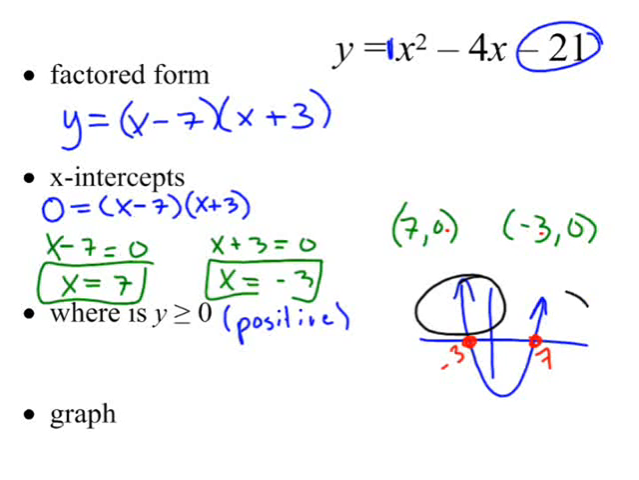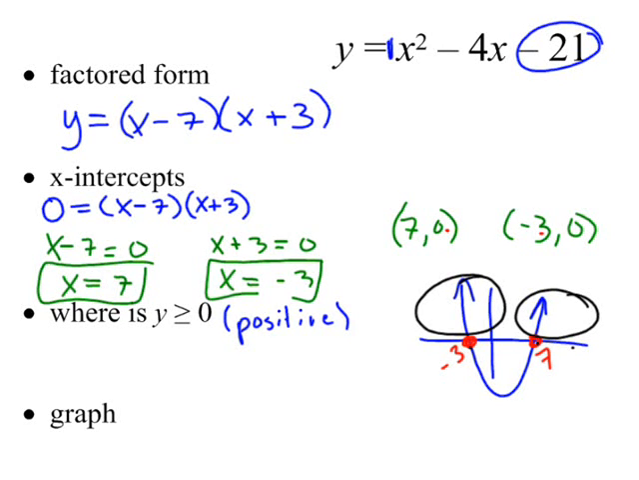But I want to show you sign charts because I just want you to get a little familiar with them. So the idea is you can see it's going to be where I circled in black. So my answers are going to be from -infinity to -3 and from 7 to infinity.